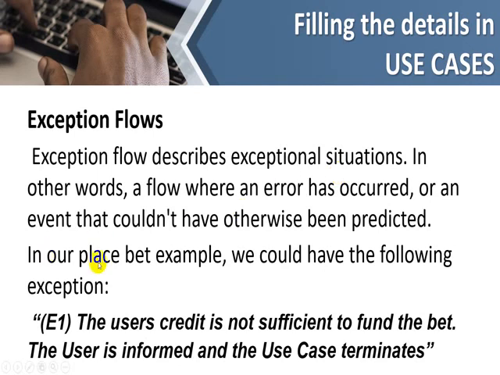So now, in our place bet example, we could have the following exception. The user credit is not sufficient to fund the bet. So look, here is an exception. It is not an error, but it is another flow exception: he cannot pay because he hasn't got enough funds in his account. So this is the exception flow, and the user is informed and the use case terminates. So here we say that okay, the process is complete, he has been informed, he hasn't got enough money for that. So this is the exception.